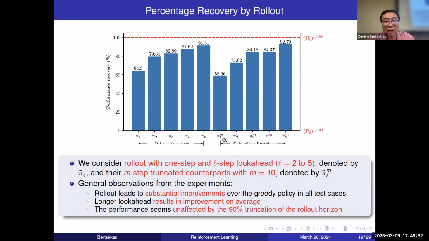And typically we find that if you want to run truncation, then somewhere around 10 to 20 seems to be a good number, especially considering the computational savings. And if you run truncated rollout with m equal to 90, that doesn't save much computational effort.